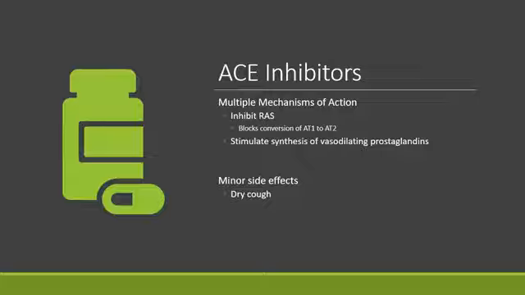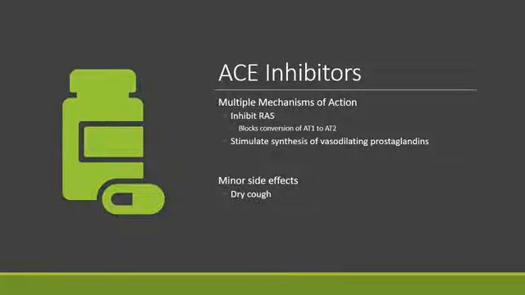Specifically, what ACE inhibitors do is they block the conversion of angiotensin 1 to angiotensin 2. Remember that angiotensin 2 is a very potent vasoconstrictor, and so by preventing the conversion of angiotensin 1 into that active form, we're preventing or minimizing the amount of the vasoactive substance being formed. ACE inhibitors also stimulate the synthesis of some vasodilating prostaglandins, and so that vasodilating activity is going to occur.